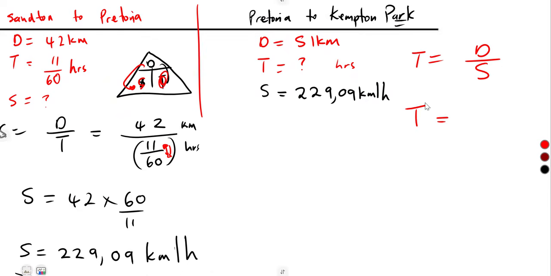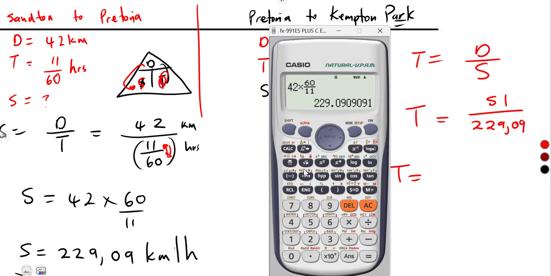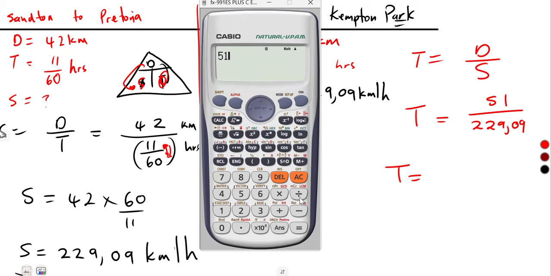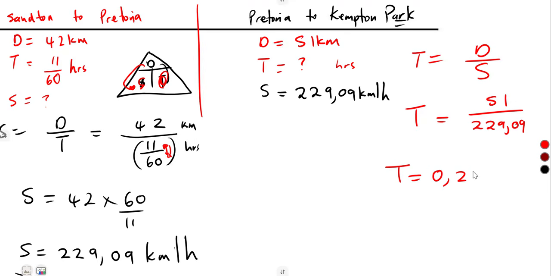In hours, kilometers per hour. So our time is going to be in hours. That's our distance, 51 kilometers, over the speed, 229.09. That is going to give us the time in hours. So that's 51 divided by 229.09. This is what you're going to have to 2 decimal places. That's 0.22 hours.